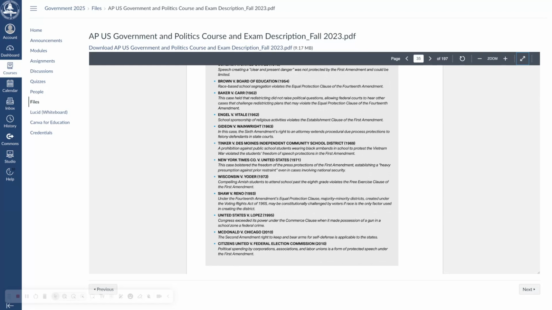United States versus Lopez in 1995. Congress exceeded its power under the Commerce Clause when it made possession of a gun in a school zone a federal crime. McDonald versus Chicago in 2010. The Second Amendment right to keep and bear arms for self-defense is applicable to the states. Citizens United versus Federal Election Commission, 2010. Political spending by corporations, associations, and labor unions is a form of protected speech under the First Amendment.